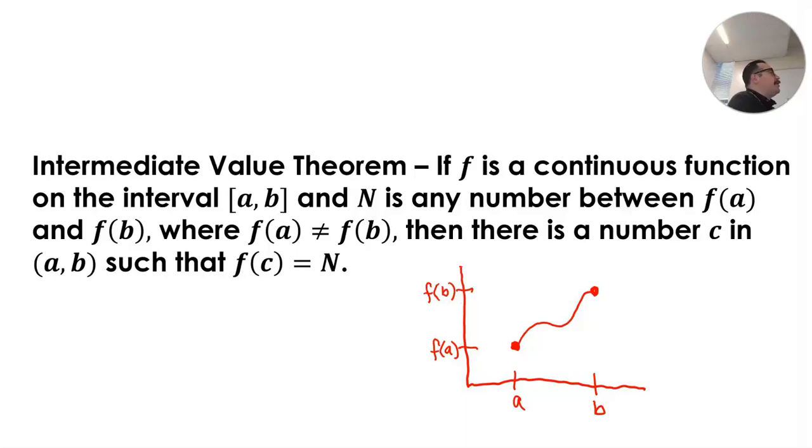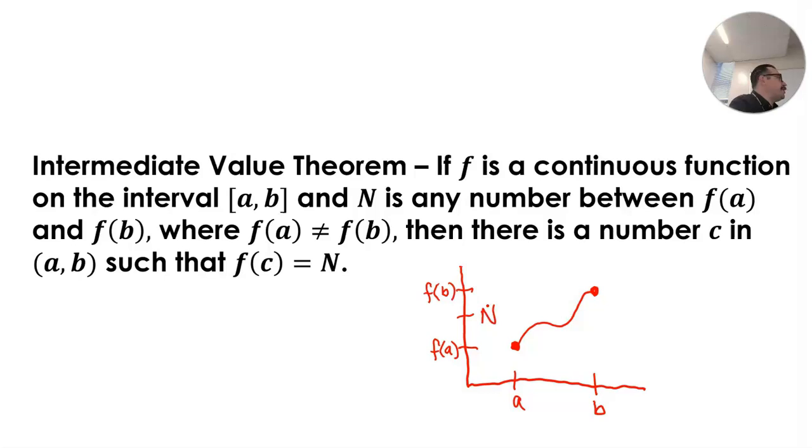The continuous function can look like anything. That's just an example. There shouldn't be any holes in it. There shouldn't be any breaks in it or asymptotes. You should be able to essentially connect a piece of string between a and b. So what this is saying is, if you take n, and n is some number in between f(a) and f(b).